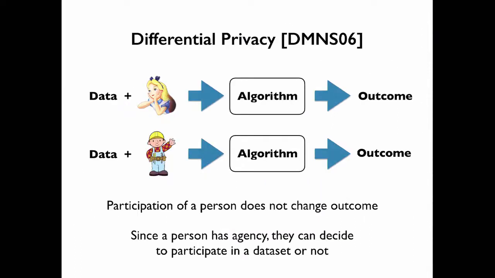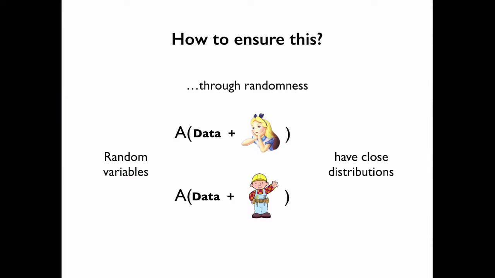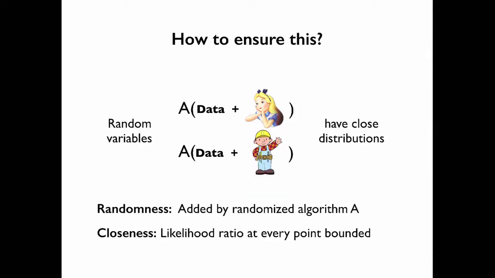So remember, this was our overall idea that participation of a person does not change the outcome. How would we ensure this? So the way differential privacy will ensure this is through randomness. So it looks at two random variables, the output of an algorithm on data plus Alice versus the output of an algorithm on data plus Bob, right? And what they want to ensure is that the distributions of these two random variables are close. So where does the randomness come from?